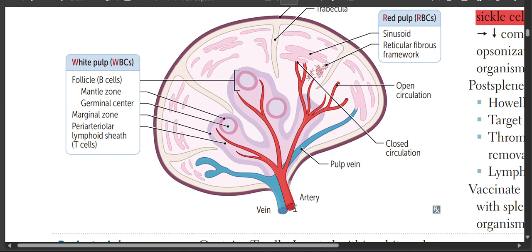So once again, you have the arteries, and the arteries are surrounded by a T cell sheath, and in that T cell sheath, you have the follicles which contain B cells. Between the T cell sheath and the follicles is the marginal zone, which contains the B cells, which are specialized antigen presenting cells, and also the macrophages.